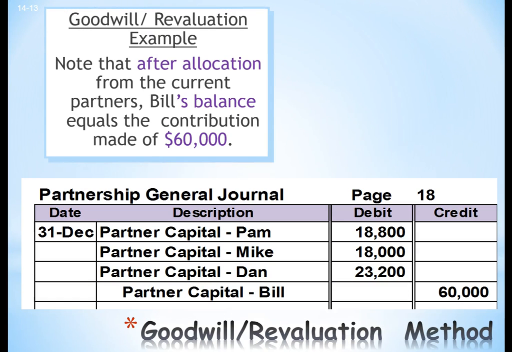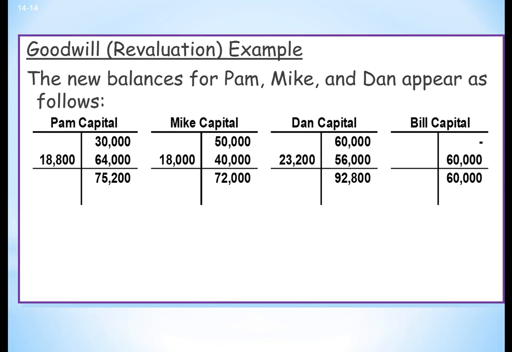And this is the journal entry. So again, we have to first journalize the allocation of the goodwill before we can do our final entry, which is to book Bill's capital account. Now we go back and we look at the capital accounts after the revaluation and the adjustment so that Bill's account reflects 20% of the total of $300,000.